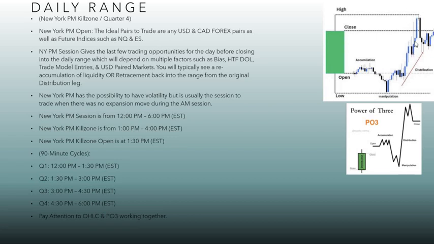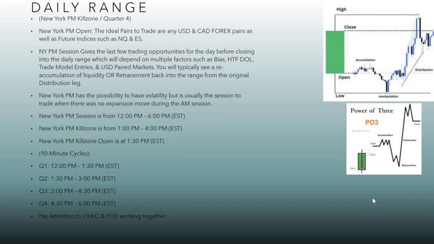But let's say we didn't create our high of the day yet. Let's say we didn't. What we could possibly do is, instead of retracing back into the range to close, we would retrace back into the range and then continue higher to create our high of the day during PM session. So those are the two examples that would happen during PM session. You'll either retrace to close back in the range, or you retrace to go higher to create your high of the day. Okay? So, New York PM session is from 12 o'clock PM to 6 o'clock PM. New York PM kill zone is from 1 o'clock PM to 4 o'clock PM. New York PM kill zone is at 1:30 PM.